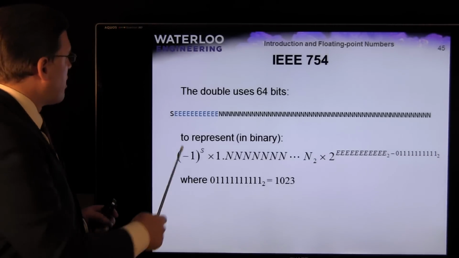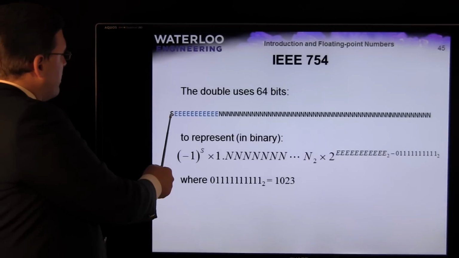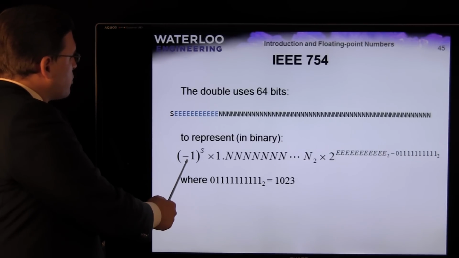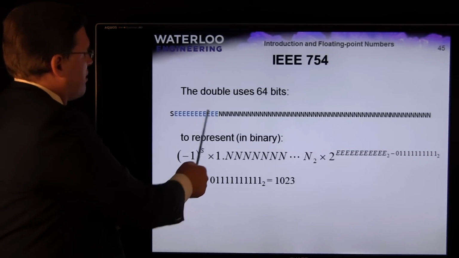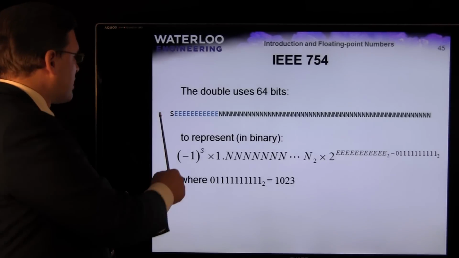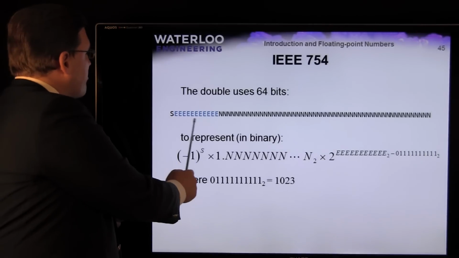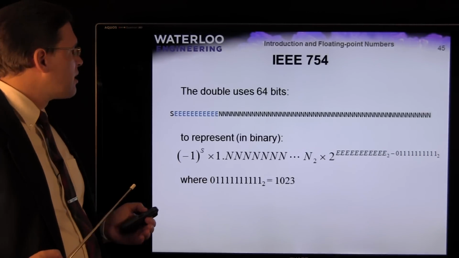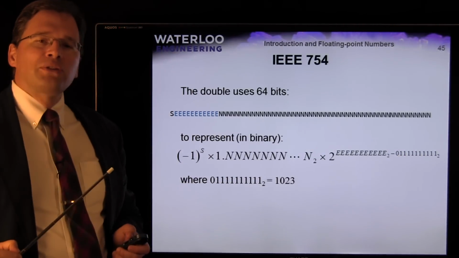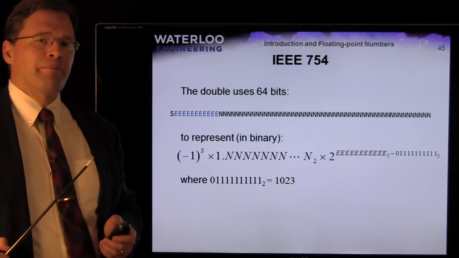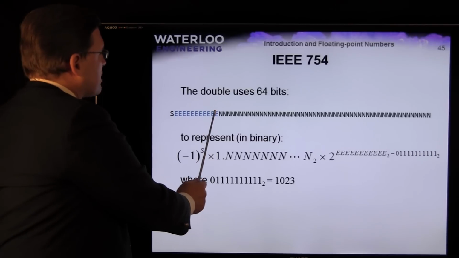With 64 bits, the first value is the sign bit. If s is equal to 0, it's positive. If s is equal to 1, it's negative. The exponent is the next 11 bits. And so essentially, the sign and the exponent are the first 3 hexadecimal digits. So the next 11 bits are the exponent, and the bias in this case is 1023 in binary. This represents the power of 2. Everything else is the mantissa.